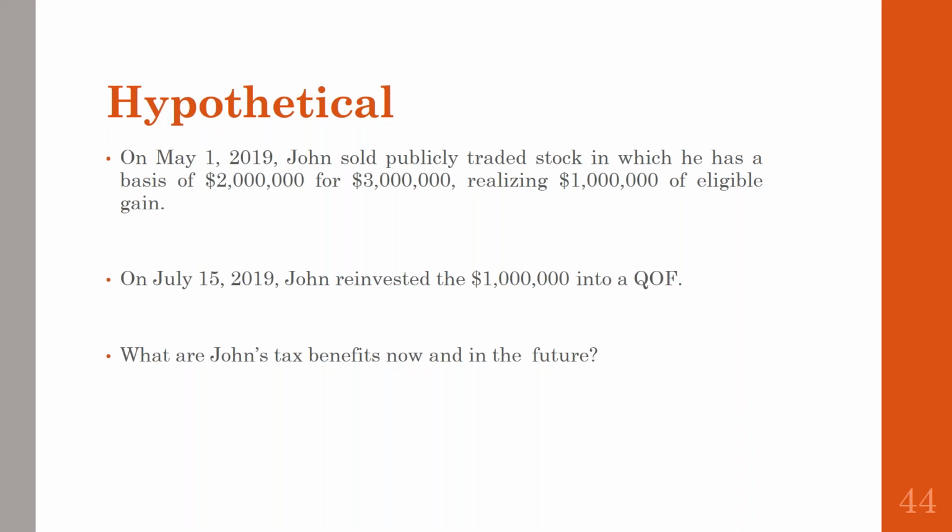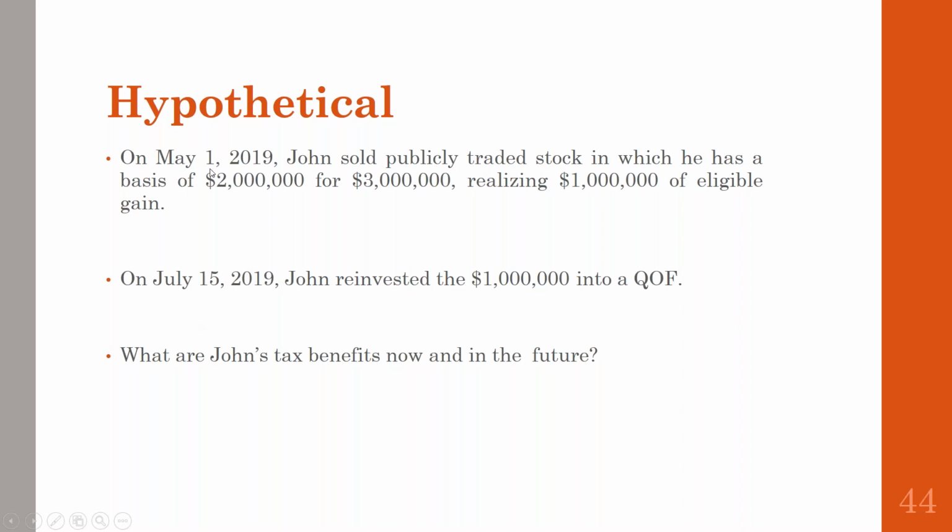All right, so what we will do in the last couple of minutes is I'm just going to end with a hypothetical. On May 1st, John sells stock with a basis of $2 million for $3 million, realizing $1 million of net eligible gain. July 15th, he invests $1 million in a QOF. What are his tax benefits?